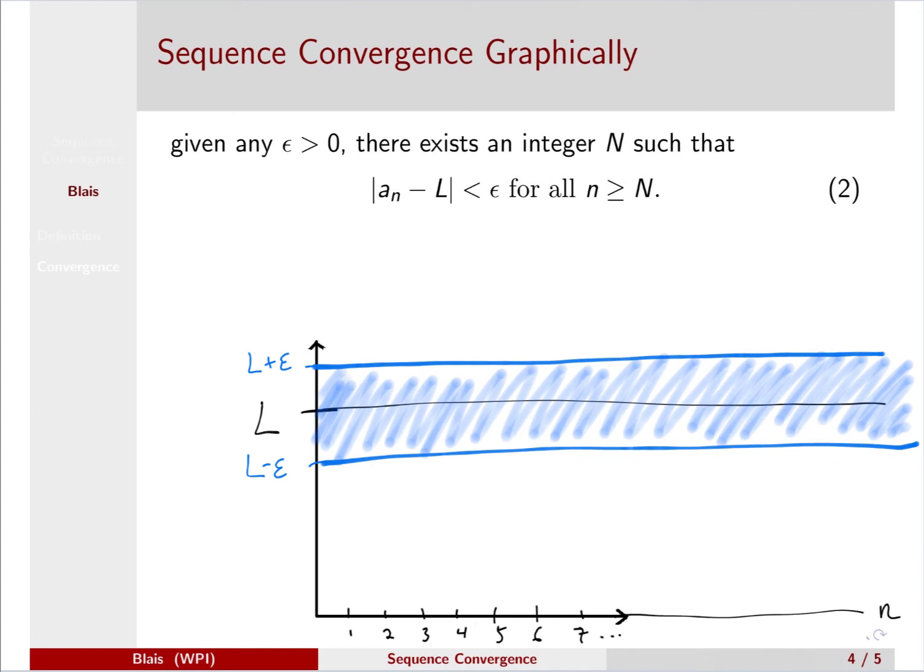So again, graphically, this means a sub n is inside this blue band. So the way we've drawn it.